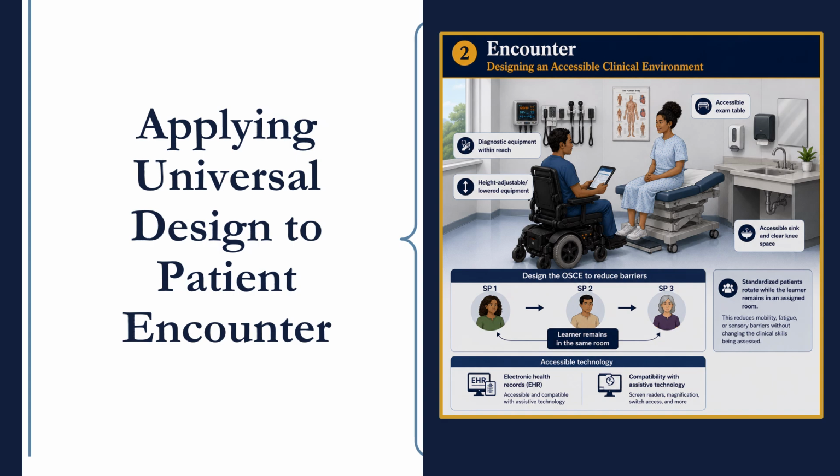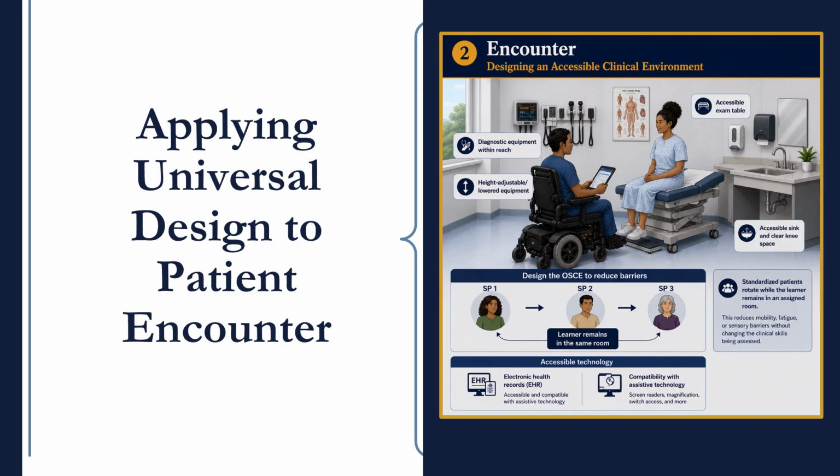Ideally, accessibility is built into every exam room rather than limited to a single designated accessible room. Rooms can include height adjustable or lowered medical equipment, accessible exam tables, and equipment positioned so that it can be reached and used by learners with a range of mobility and access needs. The structure of the OSCE can also reduce unnecessary barriers. Rather than requiring students to rotate from room to room, standardized patients could rotate while students remain in an assigned room. This can reduce mobility, fatigue, or sensory barriers without changing the clinical skills being assessed.